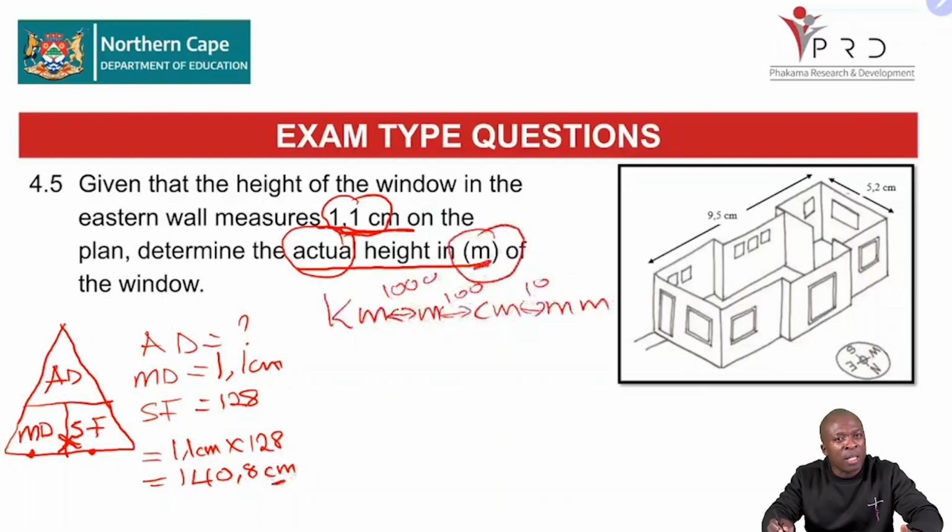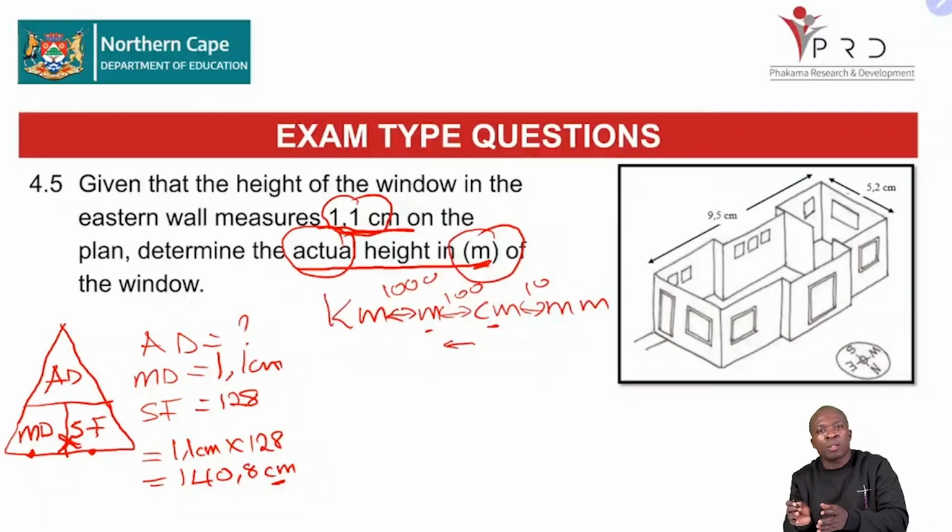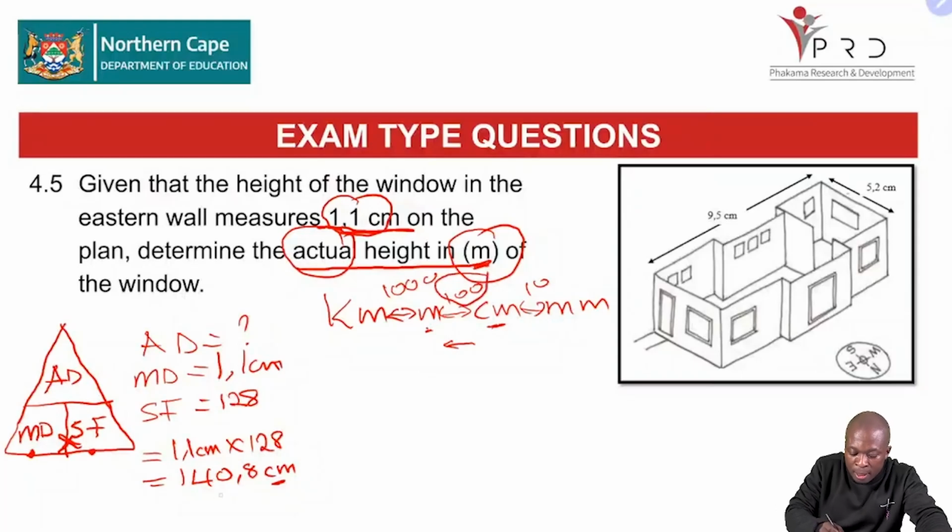And how do we convert a value which is in centimeters to meters? See, we are going backwards. We are taking something that is small to make it big. So what do we do? We divide. We are going to divide the answer in centimeters by what value to move from centimeters to meters? You got it correct. We divide it by 100. So you take your 140.8 centimeters divided by 100.